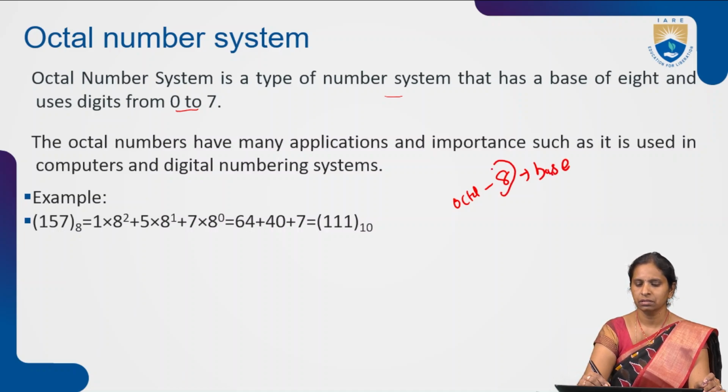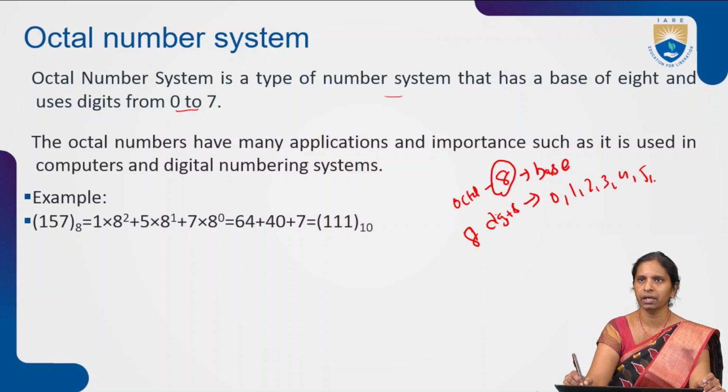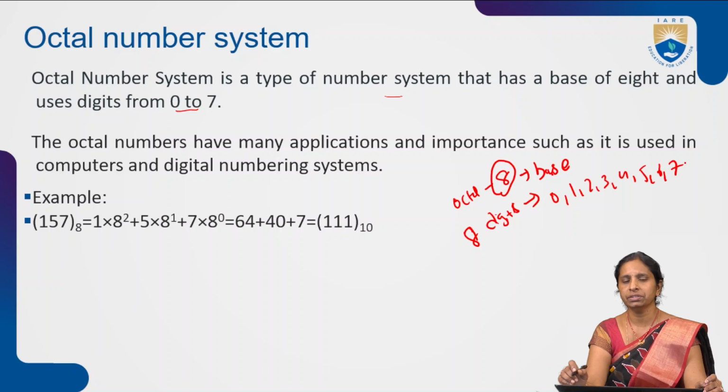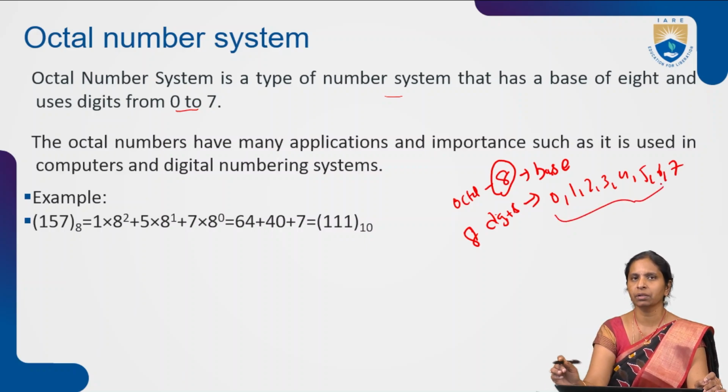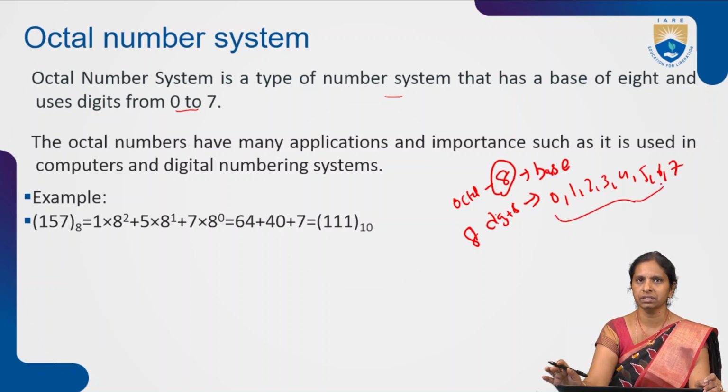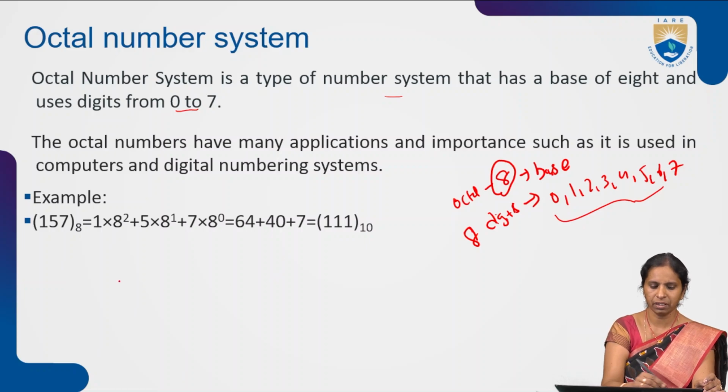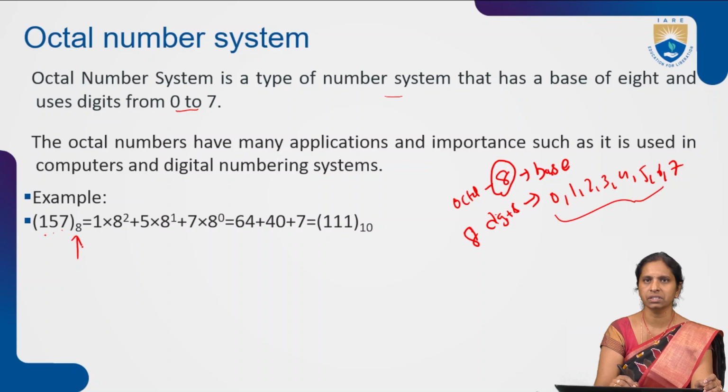Since the base is 8, it uses totally 8 digits. They are 0, 1, 2, 3, 4, 5, 6, 7. By using these 8 digits only, you can represent any number in the octal number system. For example, you have the number 157. This has been represented in the octal number system.